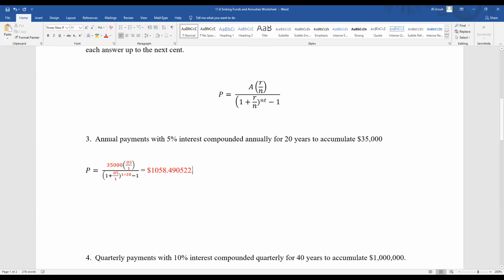Now since we are dealing with money, we're not worried about the decimals after the 0.49, but we do want to round up or round down. So in this case, we're going to just say that P is equal to $1,058.49. Okay, so $1,058.49 put into an account at 5% compounded annually, if that's done for 20 years, at the end of 20 years, you'll have $35,000.